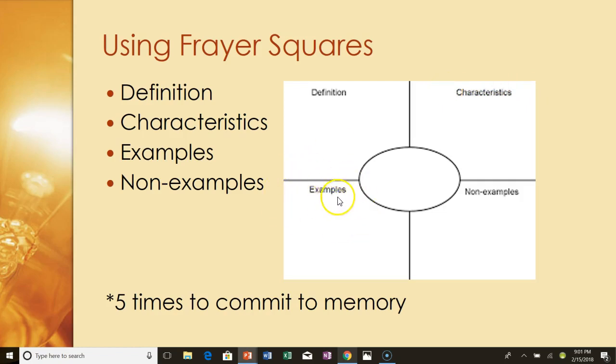Now, examples would be the Detroit Lions, the Pittsburgh Steelers. Okay, a non-example would be the Detroit Pistons, the Sacramento Kings. Now, I'm not saying we need to know football, but if you understand the basic concept, that's what we're going to do with these Frayer squares.